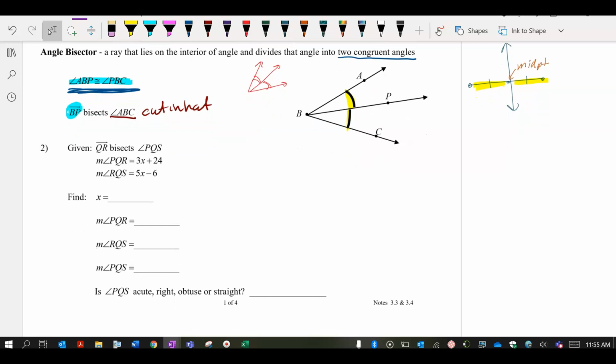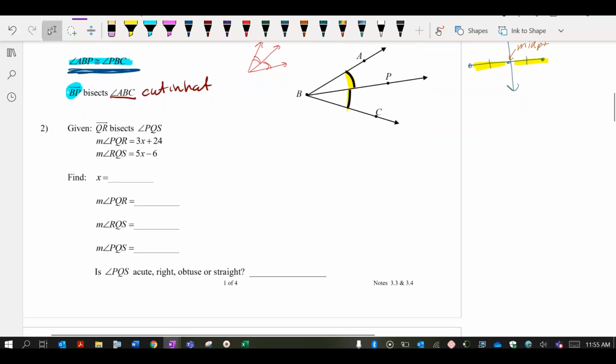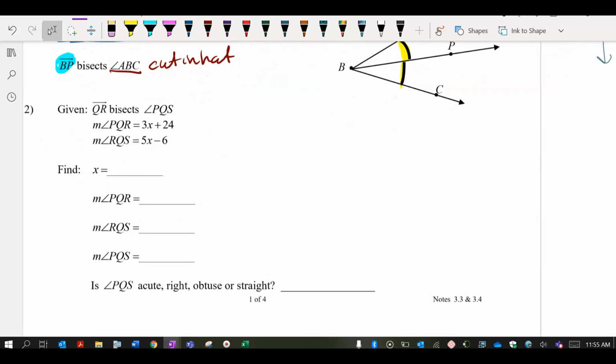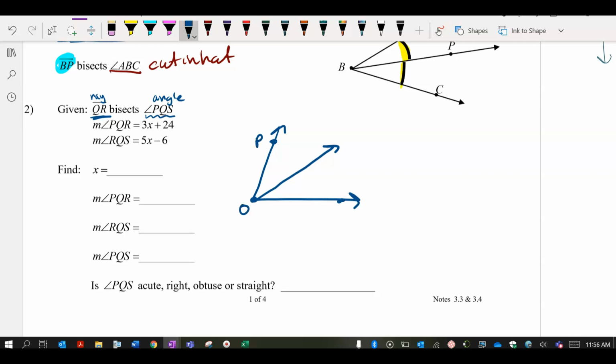So in this example, we're going to go ahead and find our missing parts. So the first thing, always the first thing you do is you want to draw yourself a picture. We have this ray, and this is an angle. It is going to be bisecting our angle, cutting it in half. So first I'm going to start with the angle. So PQS, and then we have the ray QR. So I know I'm going to go to Q and then we'll have an R here.